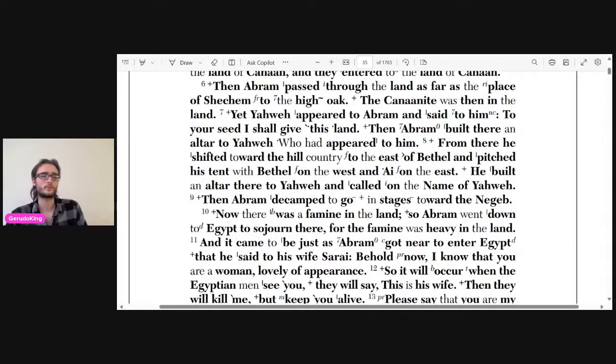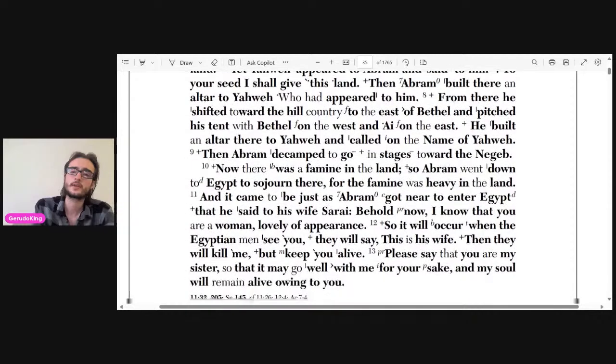From there he shifted toward the hill country to the east of Bethel and pitched his tent with Bethel on the west and Ai on the east. He built an altar there to Yahweh and called on the name of Yahweh. Then Abram decamped to go in stages toward the Negeb.